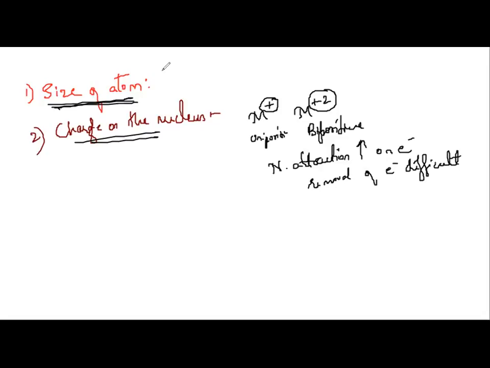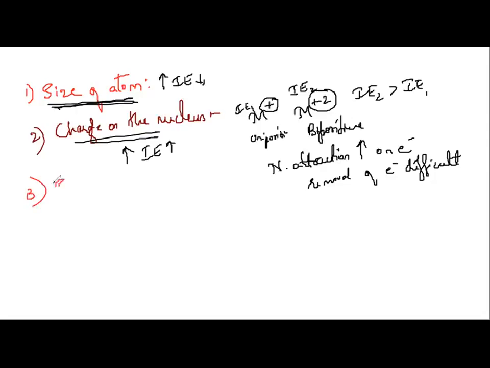So as the size of the atom increases, ionization energy decreases. But as the charge on the nucleus increases, ionization energy also increases. For a unipositive cation, some ionization energy is required, but to make it bipositive, more ionization energy is required. So we say the second ionization energy E2 is more than the first ionization energy. Next, what is the third condition?